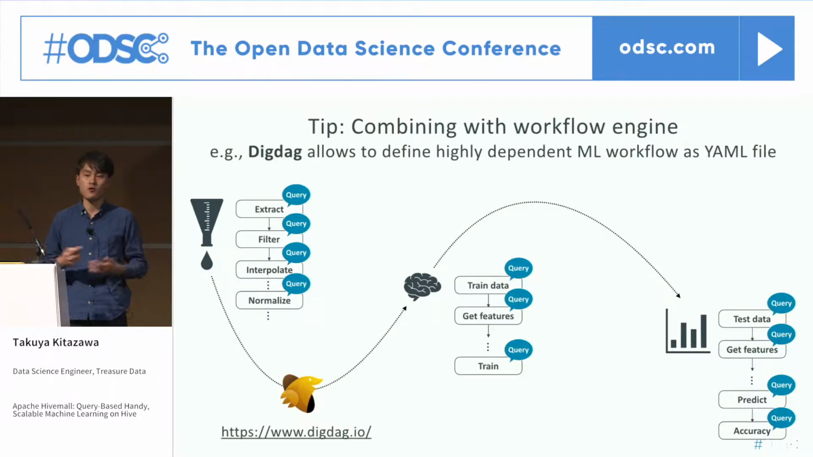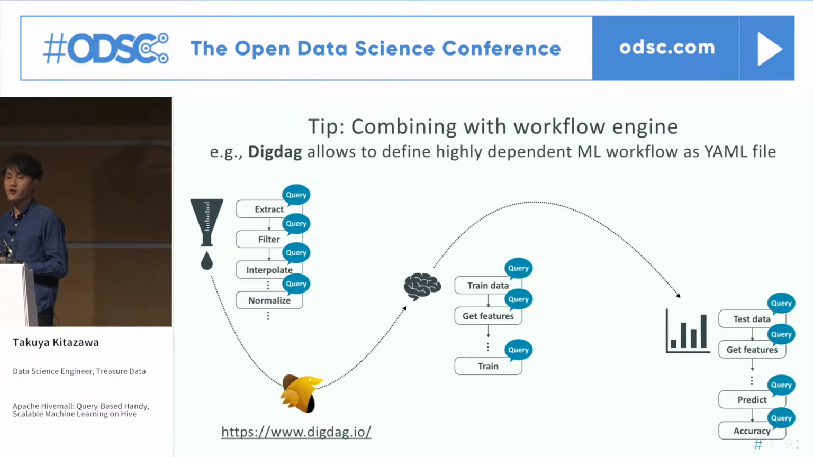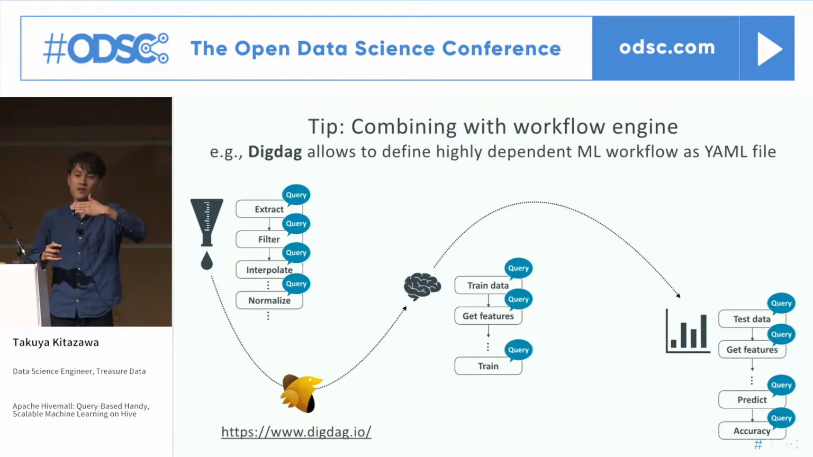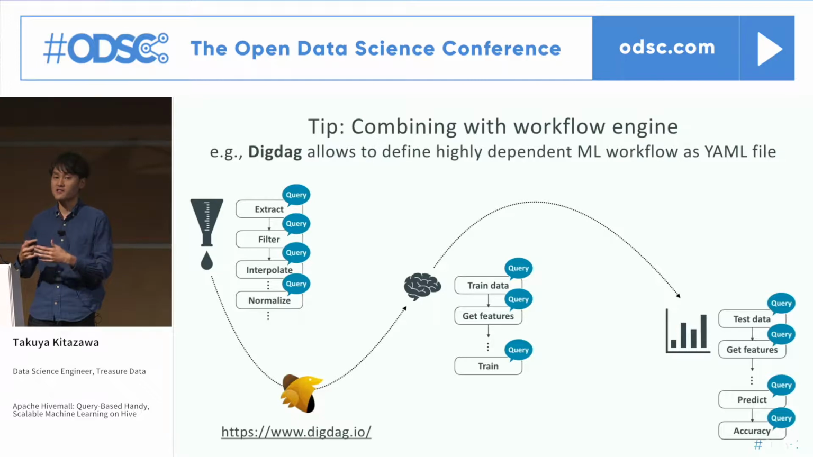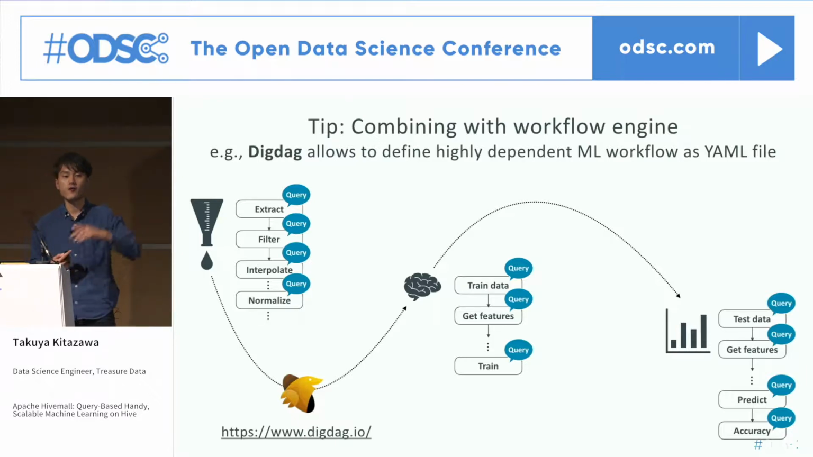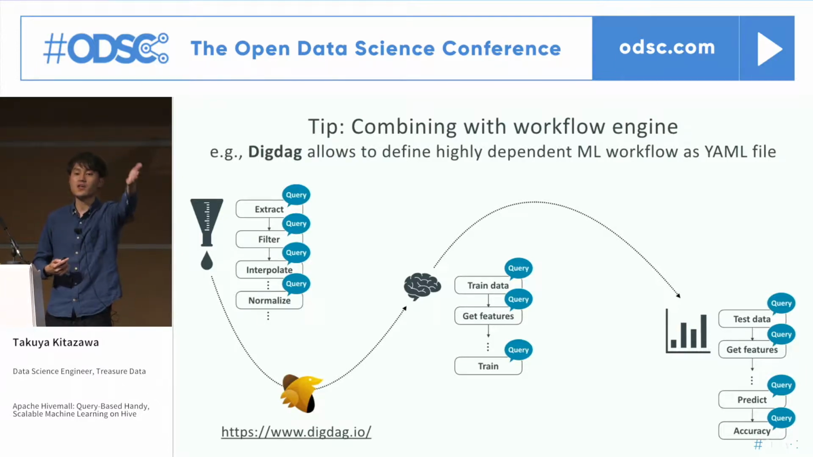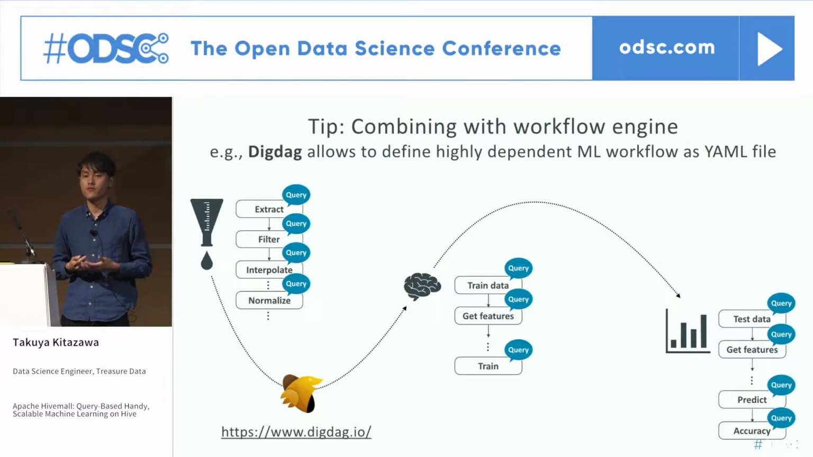DigDag is also a distributed workflow engine. And DigDag allows you to write many complicated or highly dependent workflows by just writing a YAML file. All right, in the YAML file, you have to define, all right, this is the pre-processing task. And inside of the pre-processing task, there are multiple different parts for normalization, filtering, extraction, something like that. And probably you can execute some part of that in parallel. You can define this kind of workflow by just writing a simple YAML file. That's the thing the workflow engine provides you. So the combination of a workflow engine and query-based machine learning is the best from my perspective.